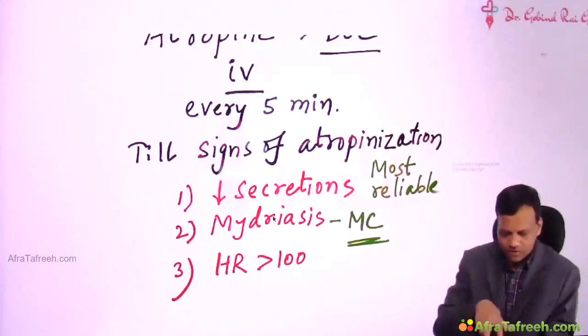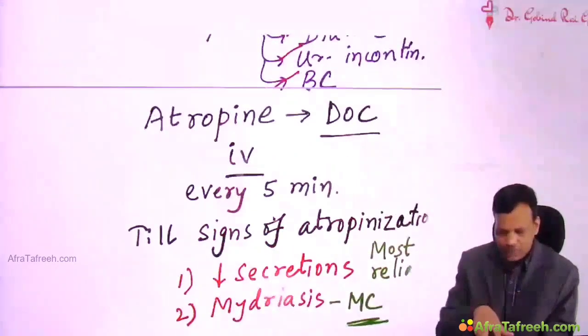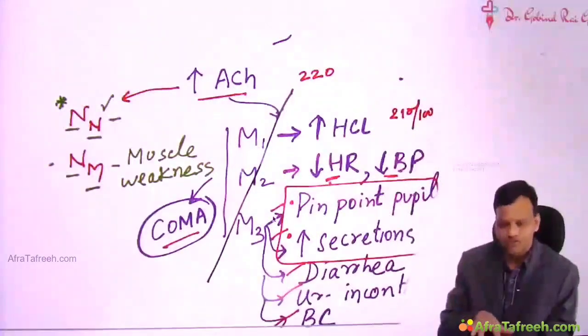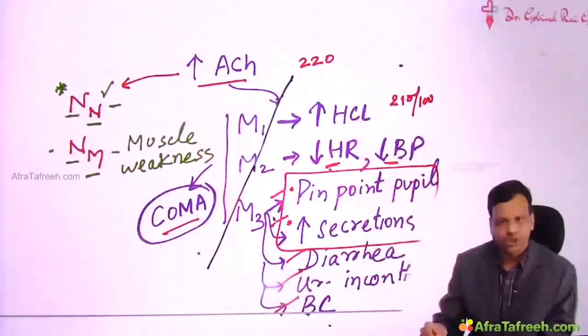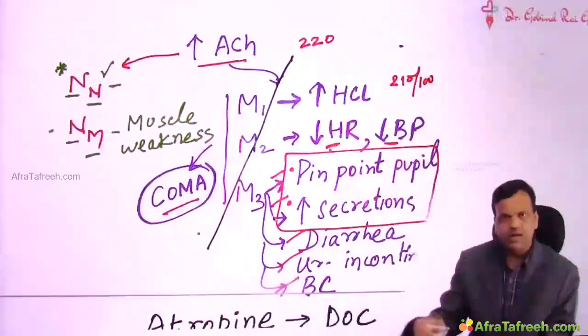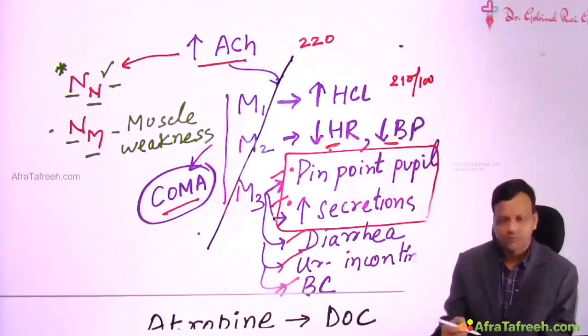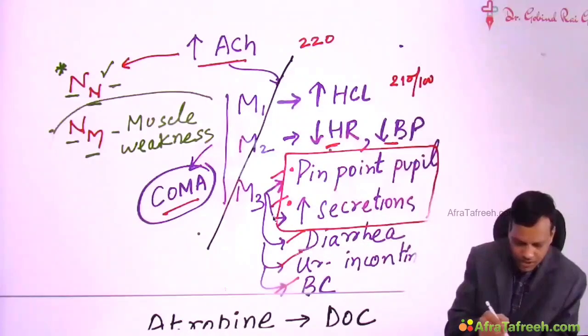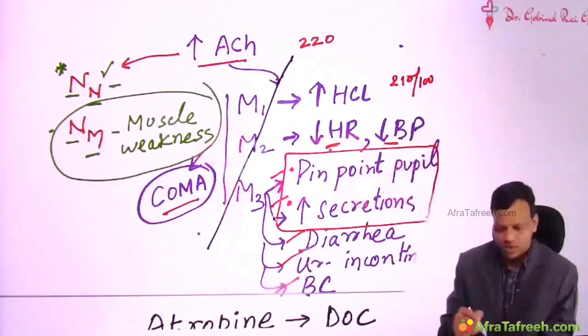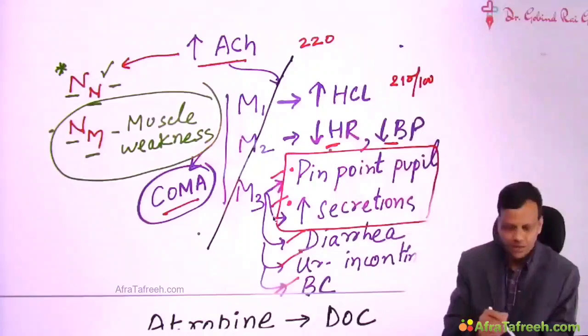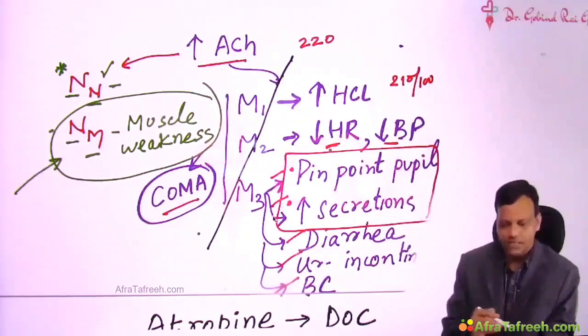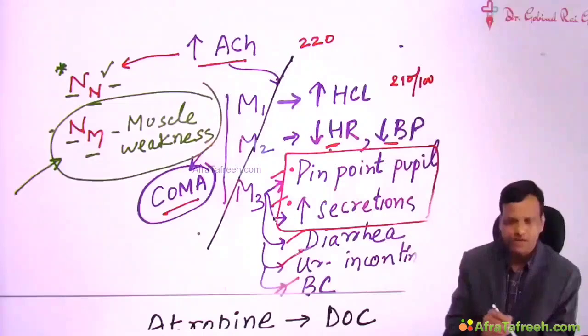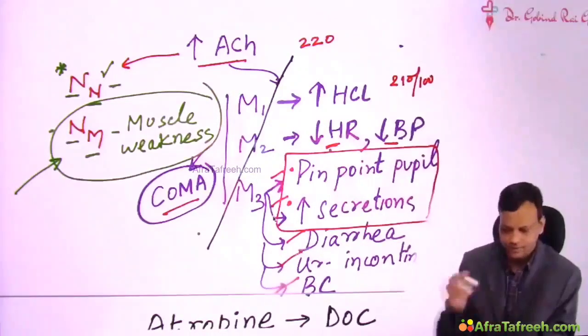So atropine is a drug of choice for organophosphate and carbamate poisoning. It can reverse all of these symptoms. The question asked is which symptom cannot be reversed by atropine? Remember, atropine can reverse all those caused by M1, M2 and M3. But atropine cannot reverse the muscle weakness because atropine blocks only muscarinic but not nicotinic receptors. So atropine cannot reverse the muscle weakness. It can reverse all other symptoms but not muscle weakness.